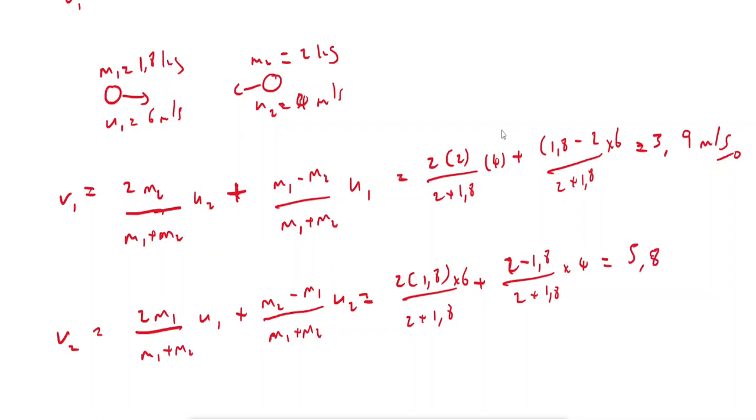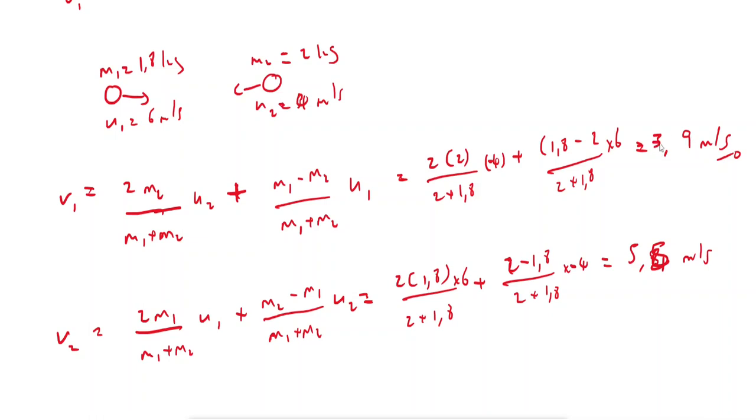Oh, okay. Sorry, guys, I made a mistake here. This is supposed to be negative 4. Even this one is supposed to be negative 4 because it's going in that direction. I forgot to put negative 4. So if I put negative 4 here, this is 5.5, sorry, 5.5 meters per second. And then this one, I have to recalculate it.